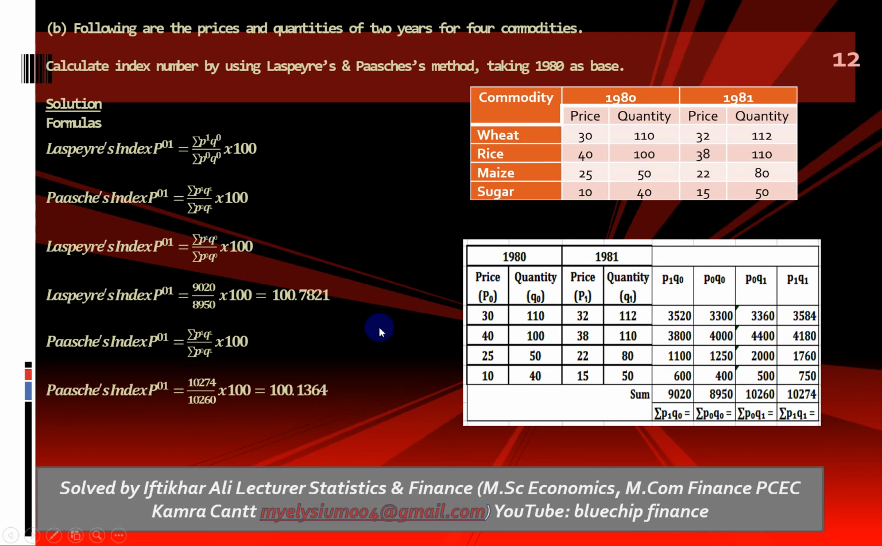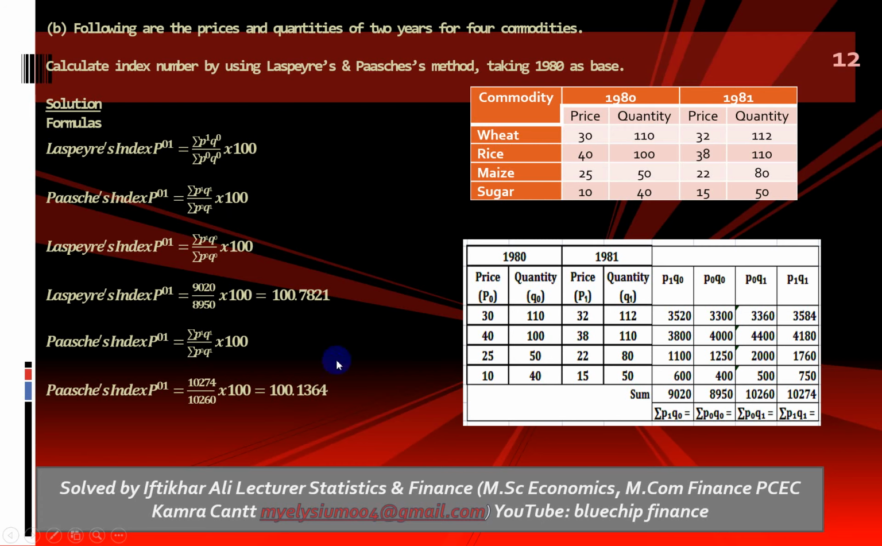After that, just put the values into the formulas. The Laspeyres index number is always equal to the sum of P1 Q naught divided by the sum of P naught Q naught multiplied by 100, and the Paasche index number is always equal to the sum of P1 Q1 divided by the sum of P naught Q1 multiplied by 100. So just put all these values into the two formulas. The Laspeyres index will be 100.7821 and the Paasche index will be 100.1364.